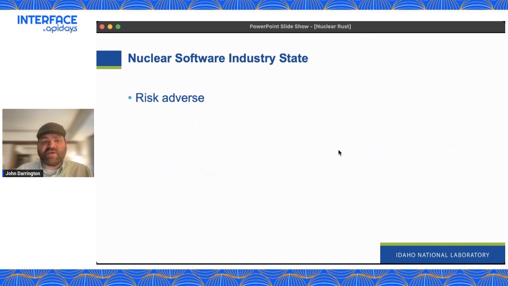First, it's very risk averse. When you're dealing with nuclear energy and nuclear materials, you are very risk averse because you do not want to cause any incidents. You don't want to introduce new and unstable technologies. You want to avoid that. And because they're risk averse, change is slow in the industry.